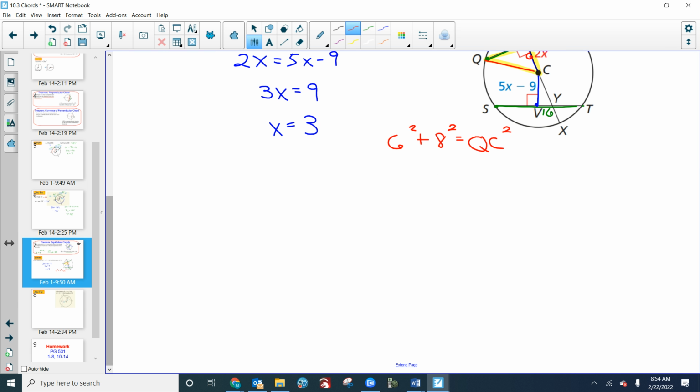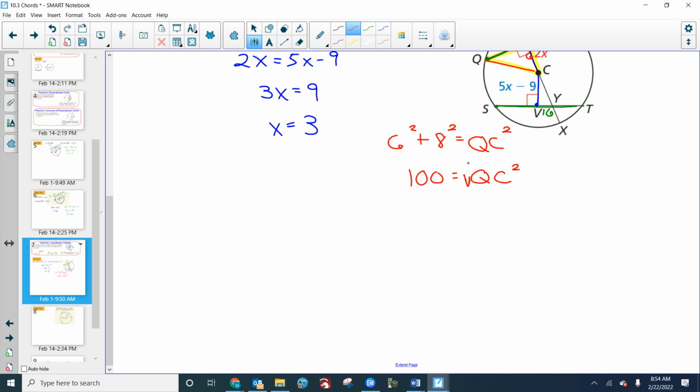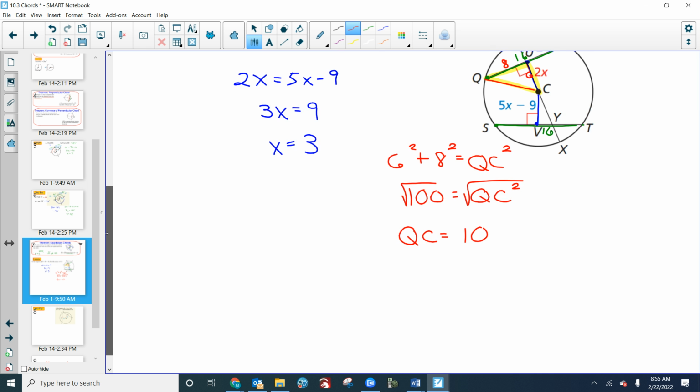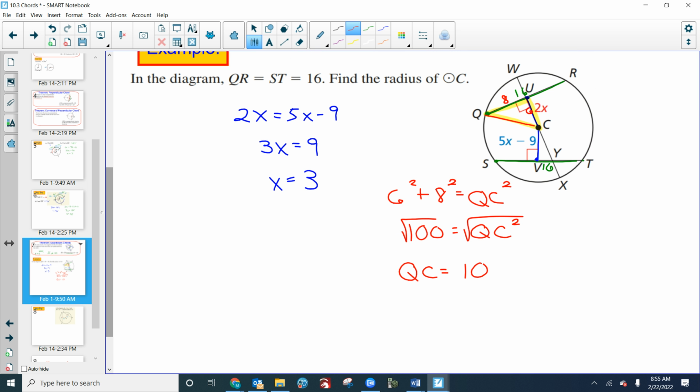36 and 64, a perfect, beautiful 100. Square root both sides. We get a positive and a negative 10, right? I even mentioned this last week. But it doesn't make sense here because that is a radius. It needs to be positive. So just positive 10. So what is the radius? 10. Beautiful.